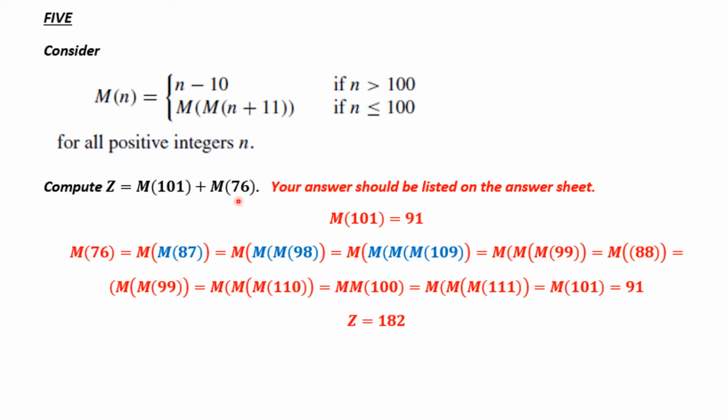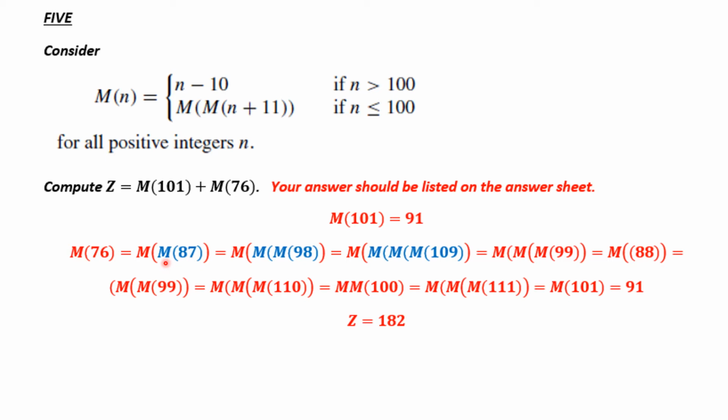Now, the reason this is called the 91 function is it turns out that M of 101, well, that's bigger than 100. So I just subtract 10, I get 91. So M of 101 is 91. But what is M of 76? Well, M of 76 is equal to, I use the bottom definition, and I get this. This is M of 87.